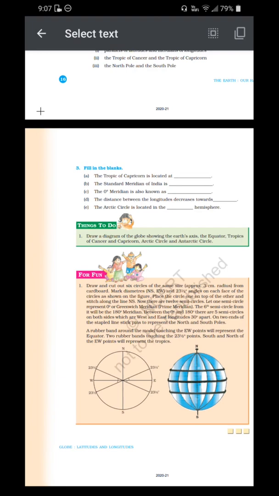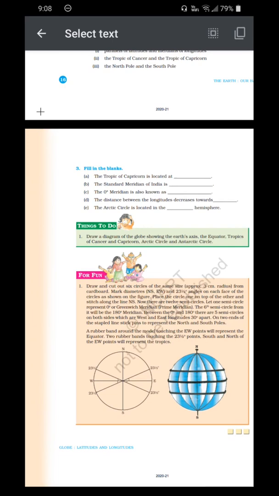The sixth semicircle from it will be the 180 degrees meridian. Between the 0 degrees and 180 degrees, there are 5 semicircles on both sides, which are west and east longitudes 30 degrees apart. On two ends of the stitched line, stick pins to represent the north and south poles. A rubber band around the model touching the EW points will represent the equator. Two rubber bands touching the 23.5 degrees points south and north of the EW points will represent the tropics.